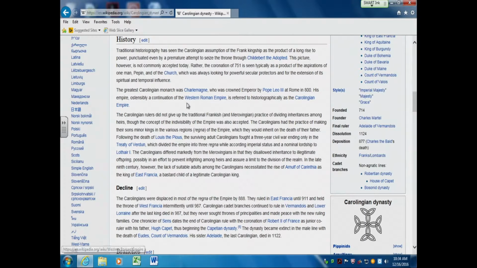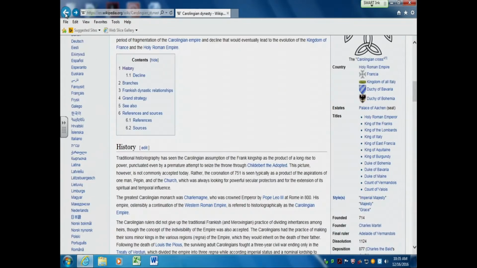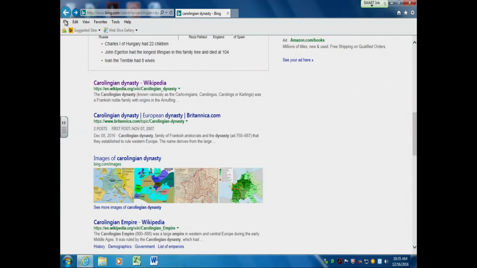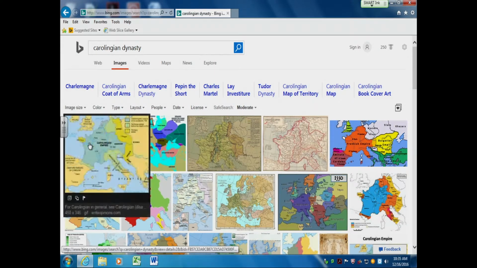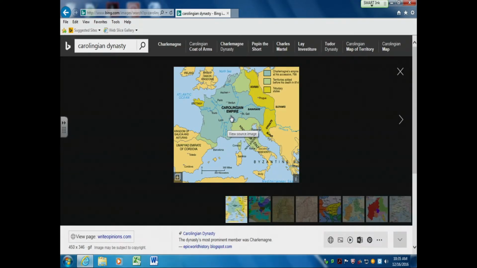The greatest Carolingian monarch was Charlemagne, which means Charles the Great. And he was crowned the Holy Roman Emperor by Pope Leo III on Christmas Eve in 800 of the Common Era. And we'll talk about it. And he created this very controversial political entity called the Holy Roman Empire. As historians will say, it wasn't holy, it wasn't Roman, and it wasn't much of an empire most of its time. So I'll go back to this, the Carolingian Empire.